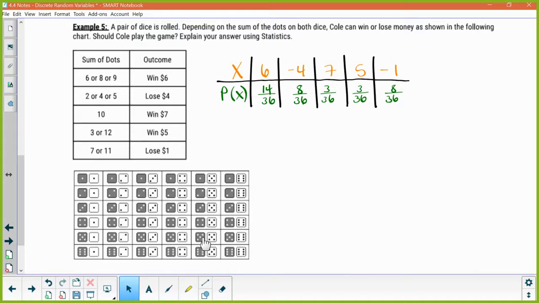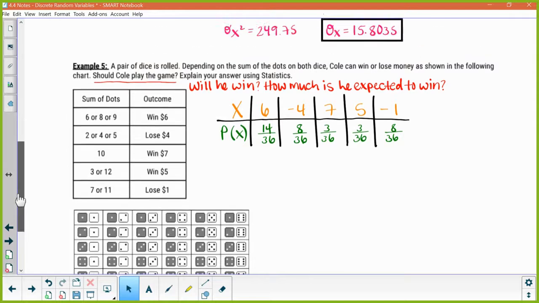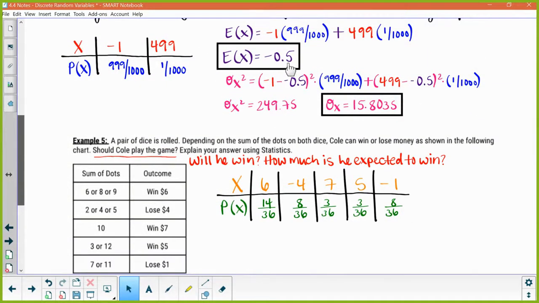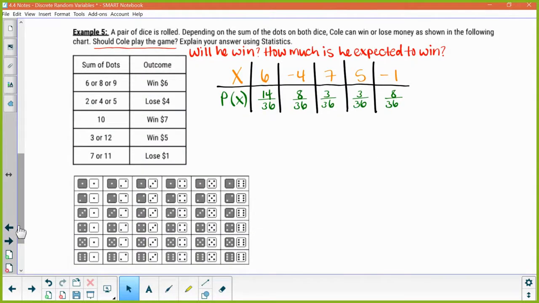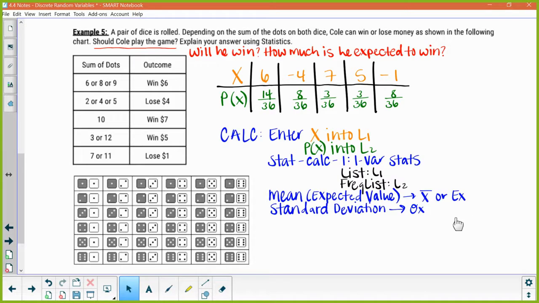Now, with us wanting to see, should Cole play the game, I need to ask myself, is he going to win, and how much is he expected to win? So I want to know, is this something where, unlike with my game of the lottery where I had a negative expected value, is this something that's going to give me a positive one? So what we're going to do is use our calculator to get this for us. This is still a small amount of numbers, but it is going to save you some time in the long run. So I have my calculator steps kind of written out.